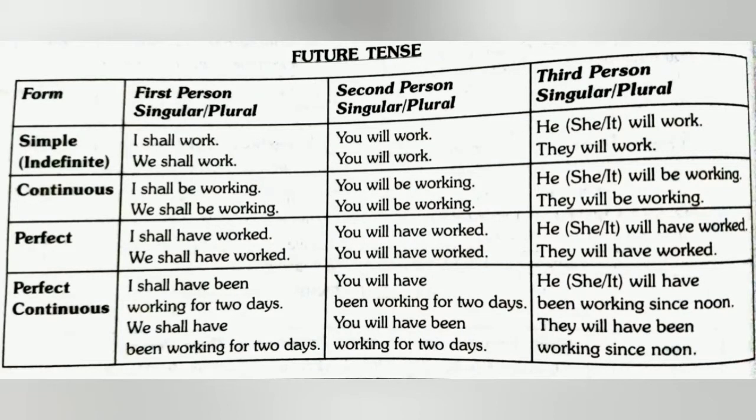Third and last, we have the tense chart of the future tense, all 4 forms, including the first person, second person, and third person. The action is the same. The action word has been used in these examples in the chart.